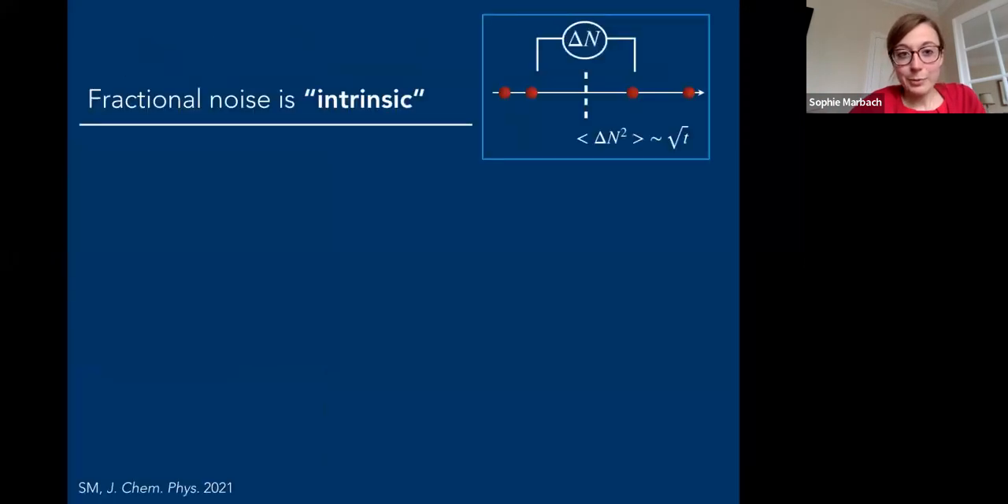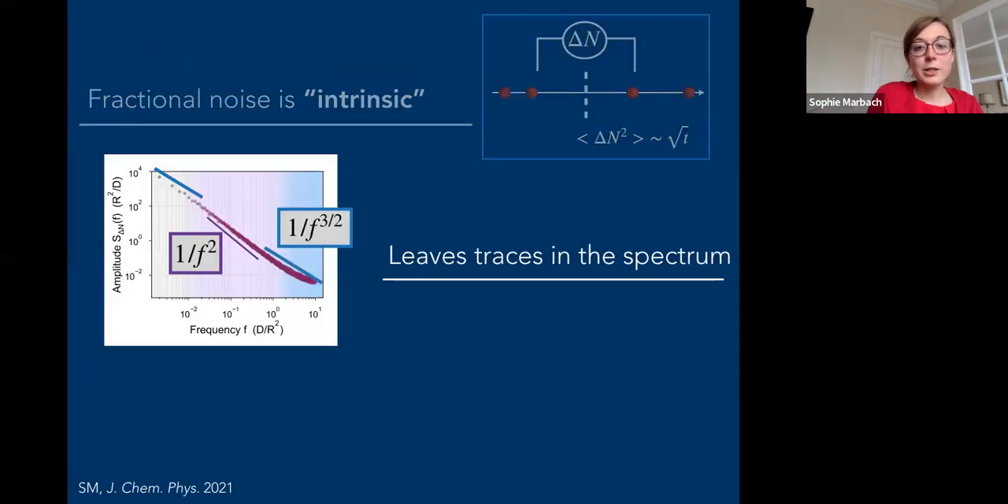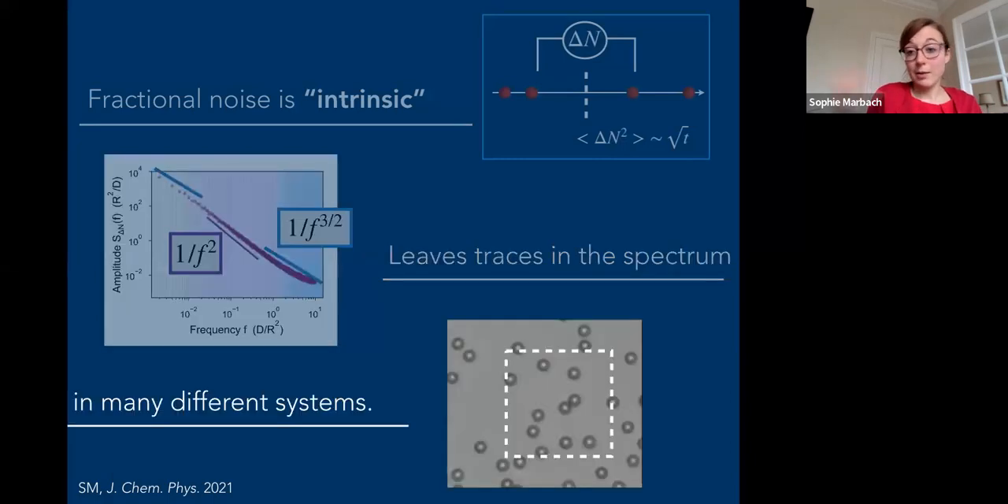Okay, I will stop here, conclude. Fractional noise is this intrinsic property of Brownian motion that leaves traces in the noise spectrum, especially as 1 over f to the power 3/2. And that happens in many, many different systems. So I can't wait to see more consequences of this fractional noise behavior.